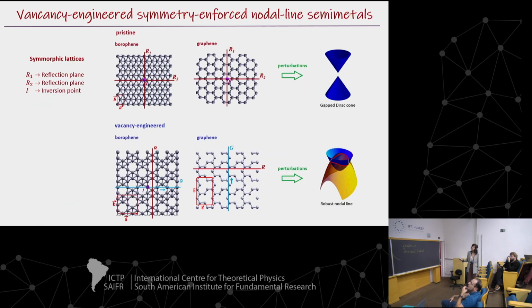So let's look at borophene or graphene in their pristine crystal structure.